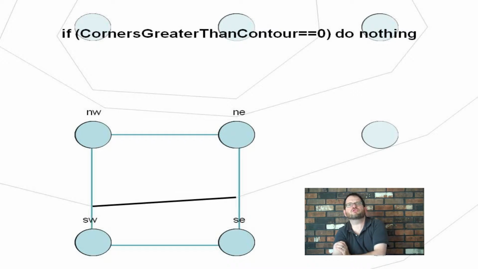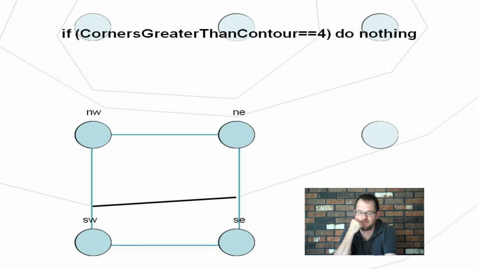What does it mean if corners greater than contour is equal to 0? It means all 4 corners of this box have a temperature less than the contour line you're trying to draw. So like if you're trying to draw the 50-degree isotherm, all of the values of this box are less than 50. Well, then there's no place inside that box where the temperature is 50, so you don't do anything. That contour line that you're drawing right now, the 50-degree contour line, doesn't go through that box.